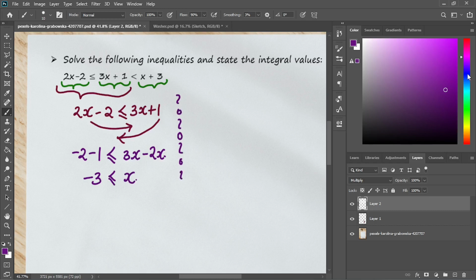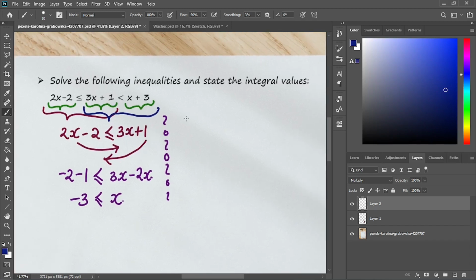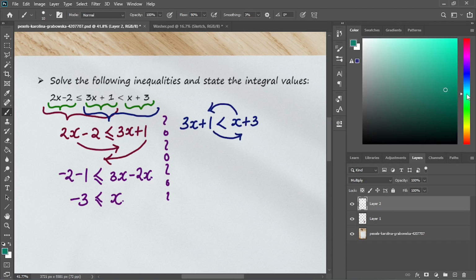The next bit, we are going to work out the last two. So it means the center one is going to be worked out twice. So in this particular case, we are going to have 3x plus 1 is less than x plus 3. So here we will also collect like terms, x to come that side and 1 to go the other side.